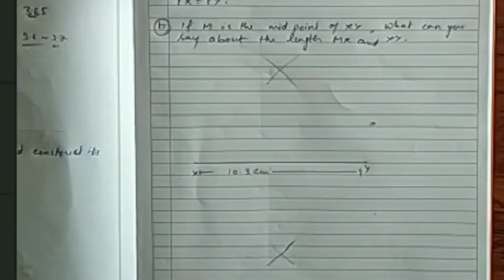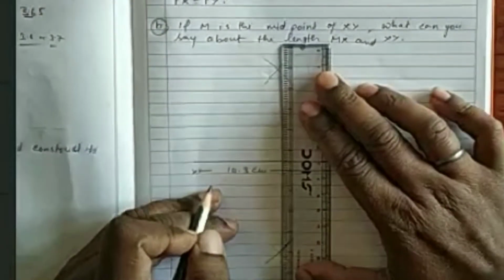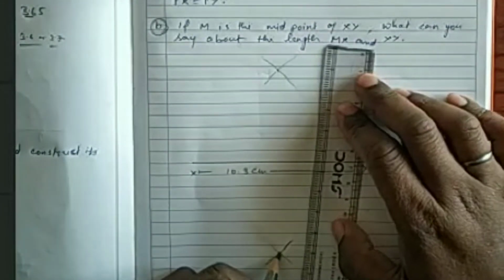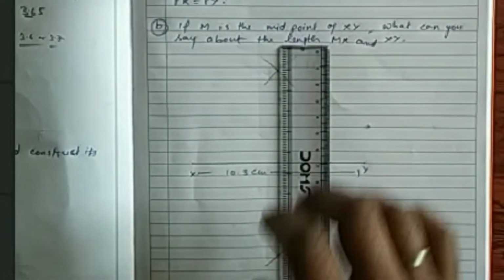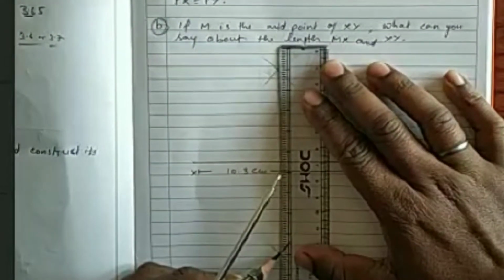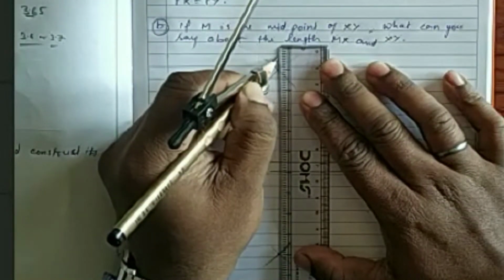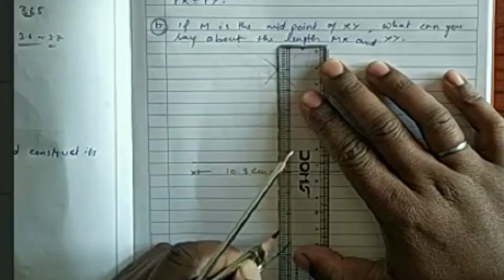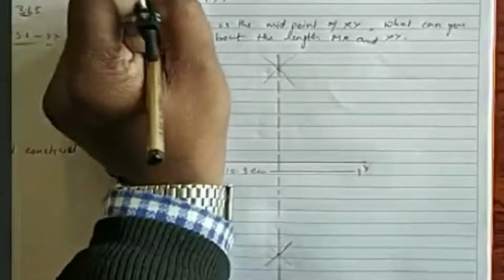Now here we are preparing the perpendicular bisector. So make the points here and draw a dotted line. Now this is the first part which is completed.